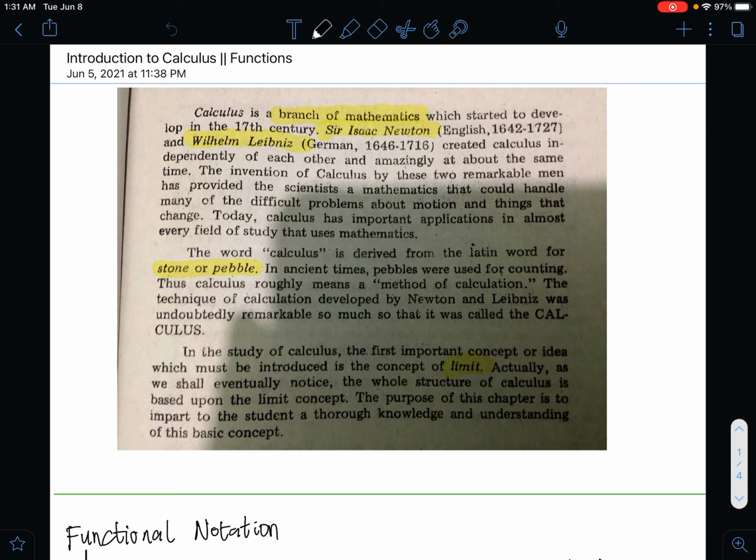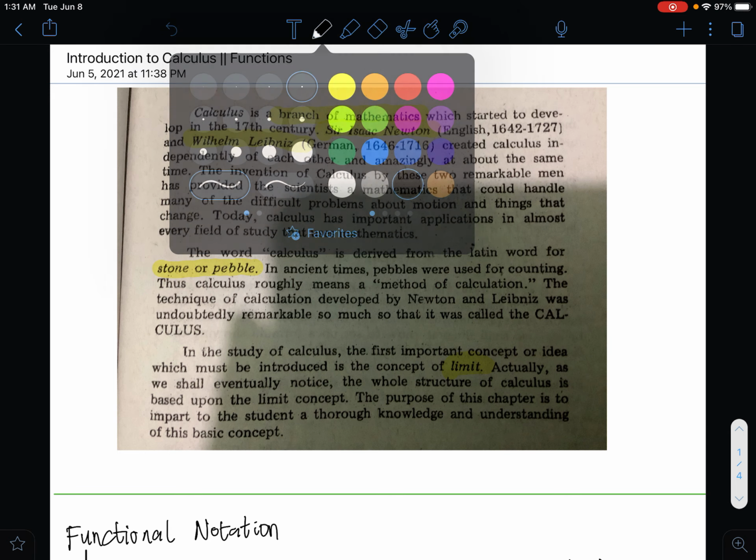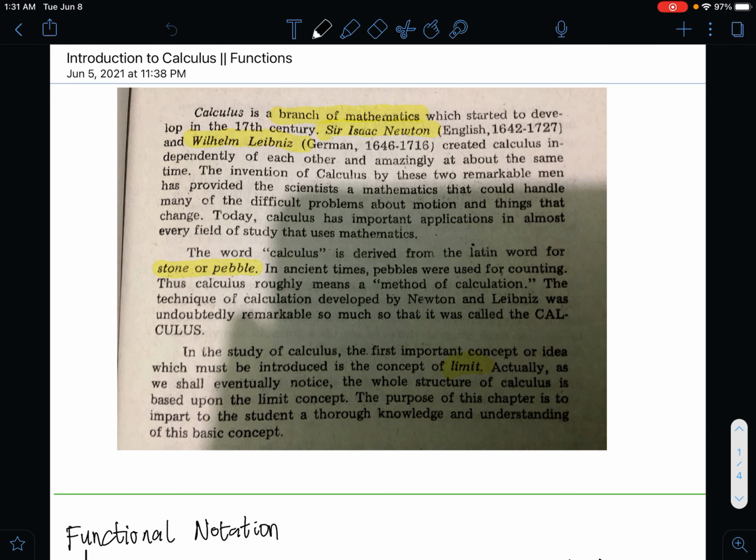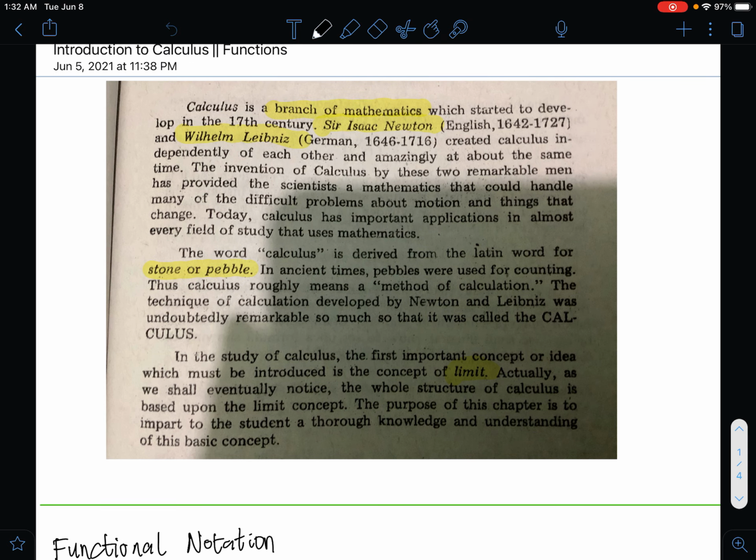Calculus is a branch of mathematics which started to develop in the 17th century. Gottfried Wilhelm Leibniz and Sir Isaac Newton were the ones who created calculus independently of each other and, amazingly, at about the same time. The invention of calculus has provided a lot to scientists and mathematicians. Today, it has the most important applications in every field of study that uses mathematics.